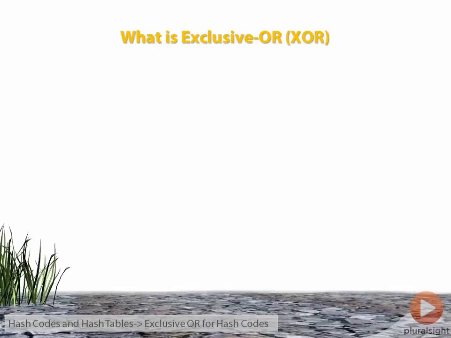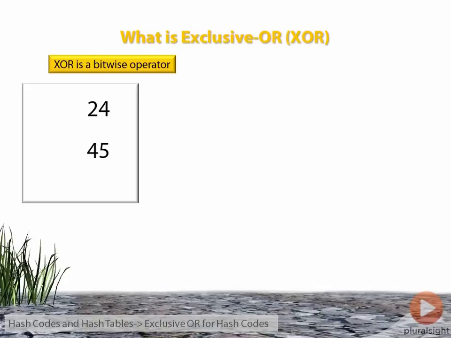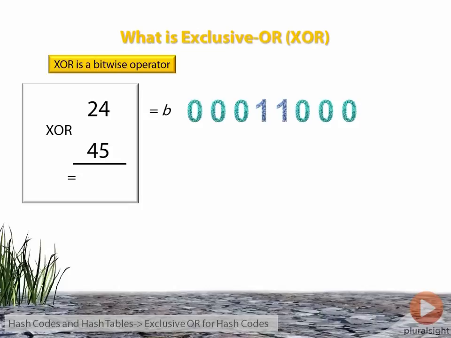So what is the exclusive OR operator? Well, it's a bitwise operator that operates individually on each of the bits in a number. Let's say we have two numbers, 24 and 45, and we want to exclusive OR them. To do that, we first have to write the numbers in binary. Let's do that. 24 and 45.